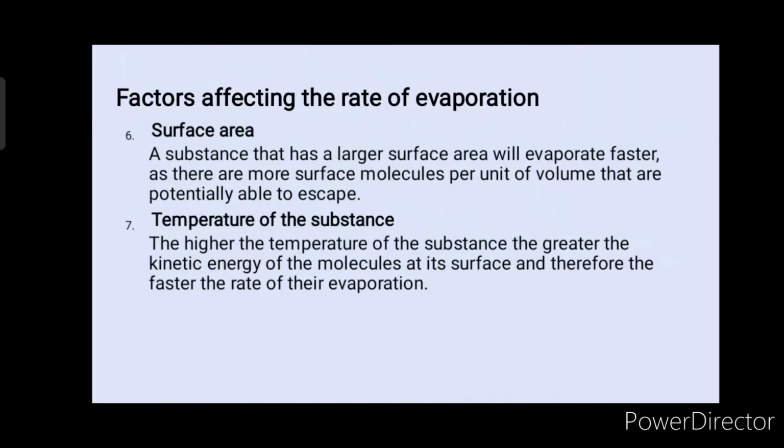And the last is temperature of the substance. The higher the temperature of the substance, the greater the kinetic energy of the molecules at its surface and therefore the faster the rate of their evaporation. So kapag mas mainit yung substance is mas mabilis siyang mag-evaporate compared doon sa malamig.